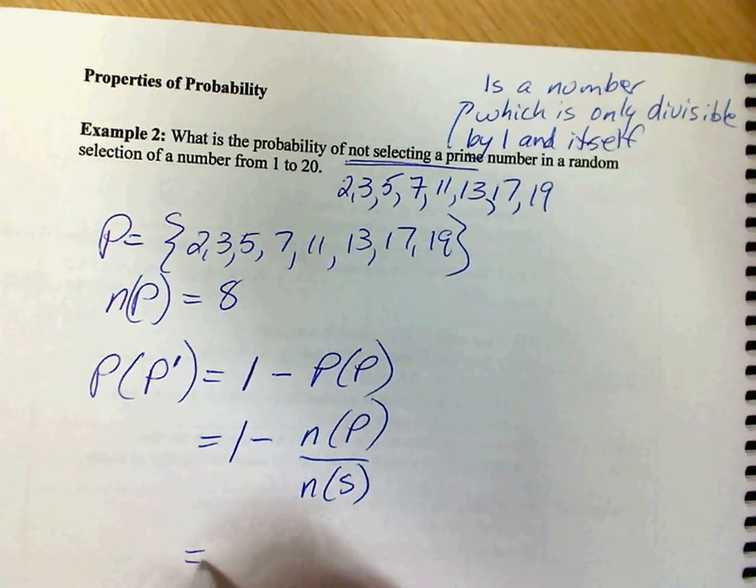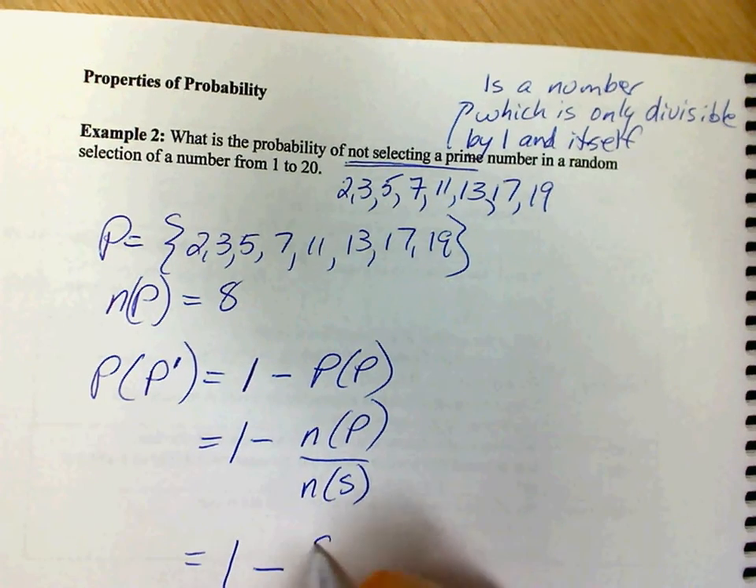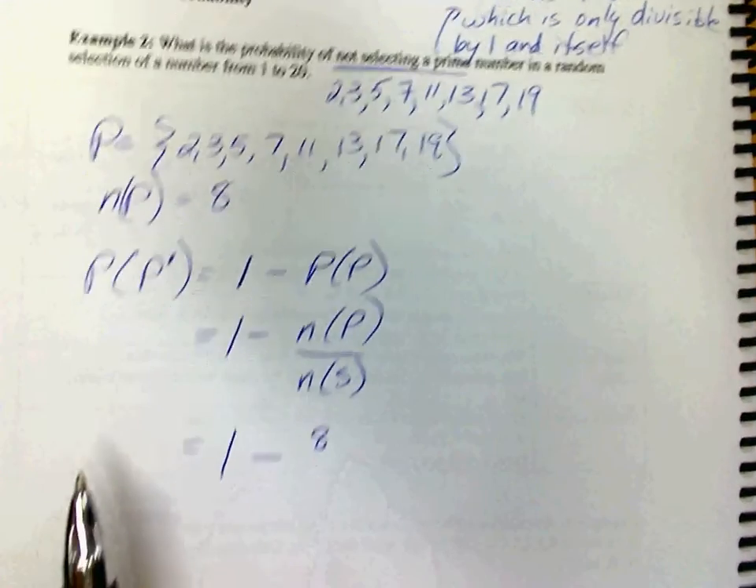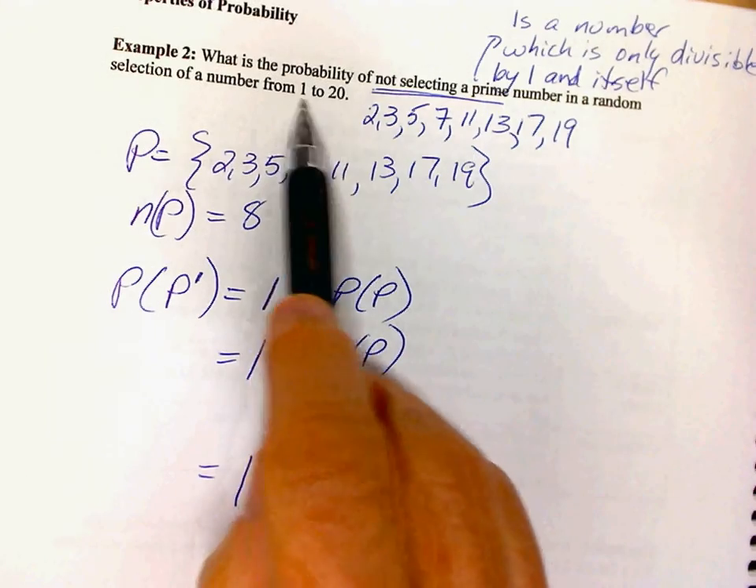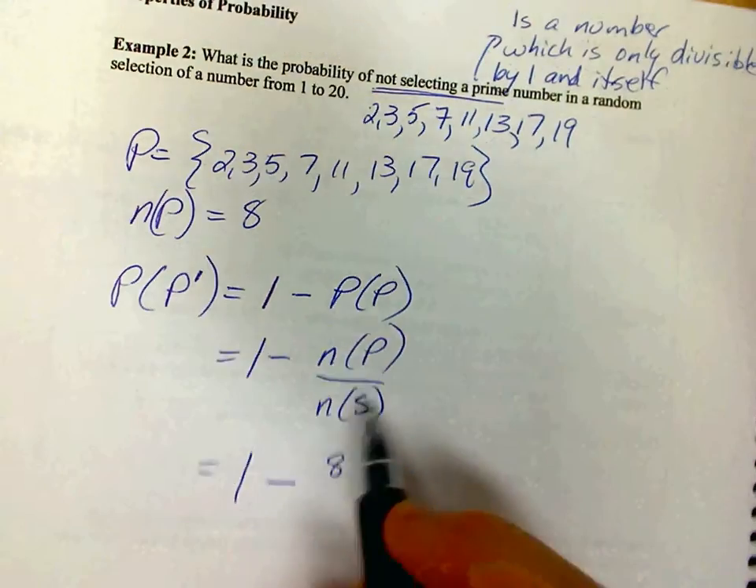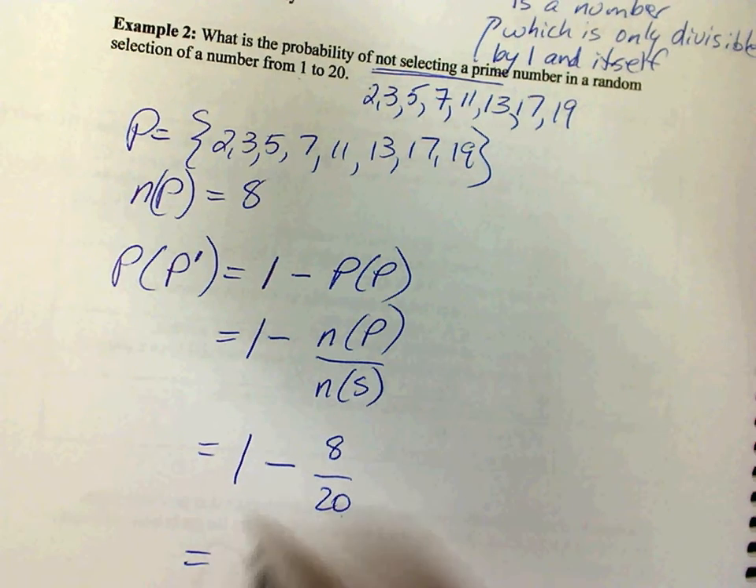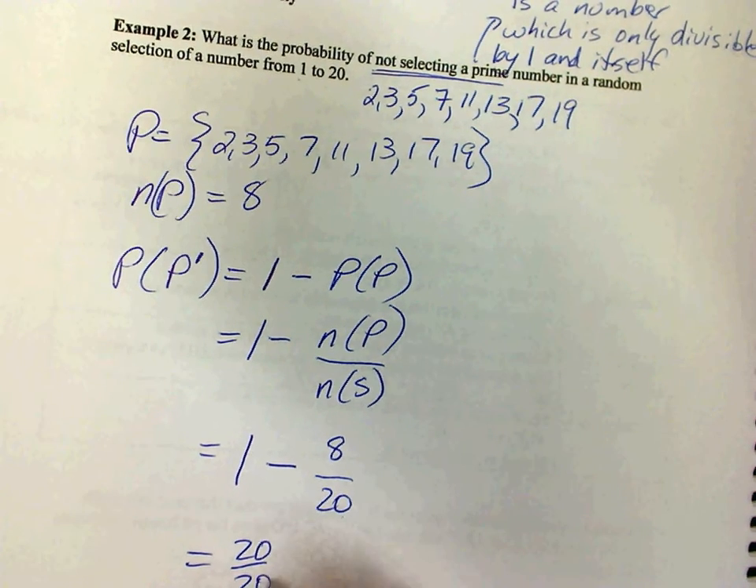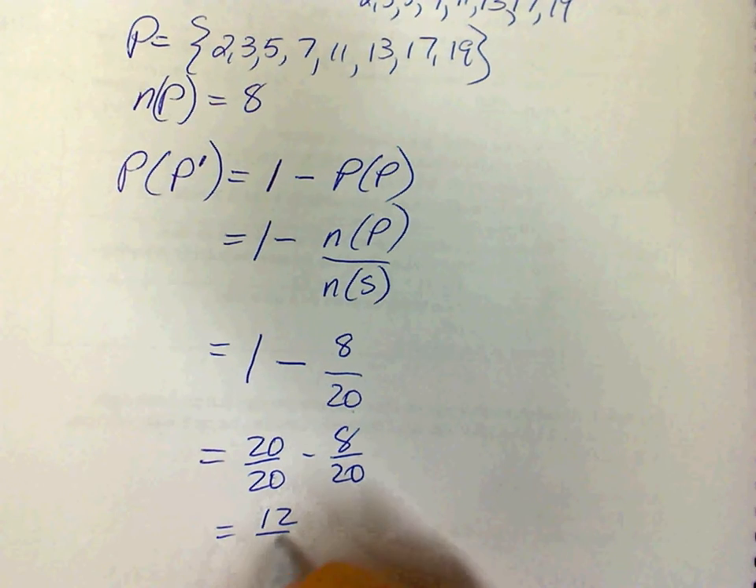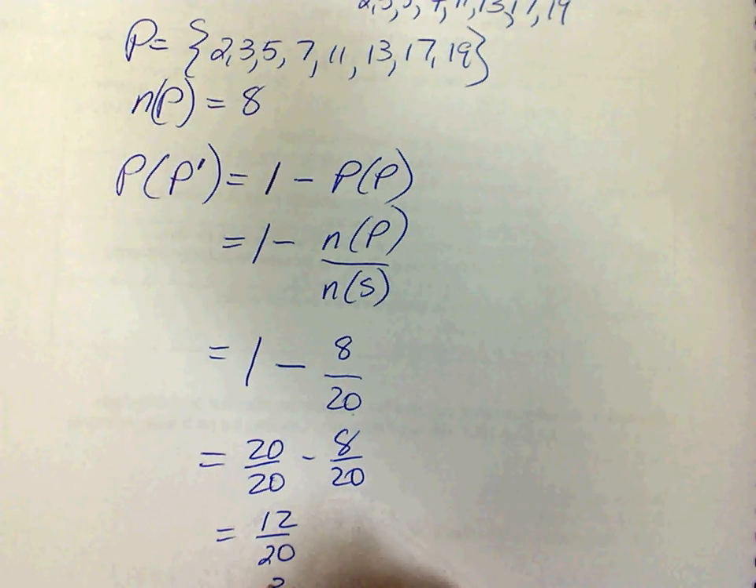So that's 1 minus 8 over, right? Because there's 8 ways a prime number can occur from 1 to 20. The number in our sample space is, well, there's 20 numbers. So that is equal to, get our common denominator, and then we'll subtract, and we get 12 over 20, and that equals 3 over 5.